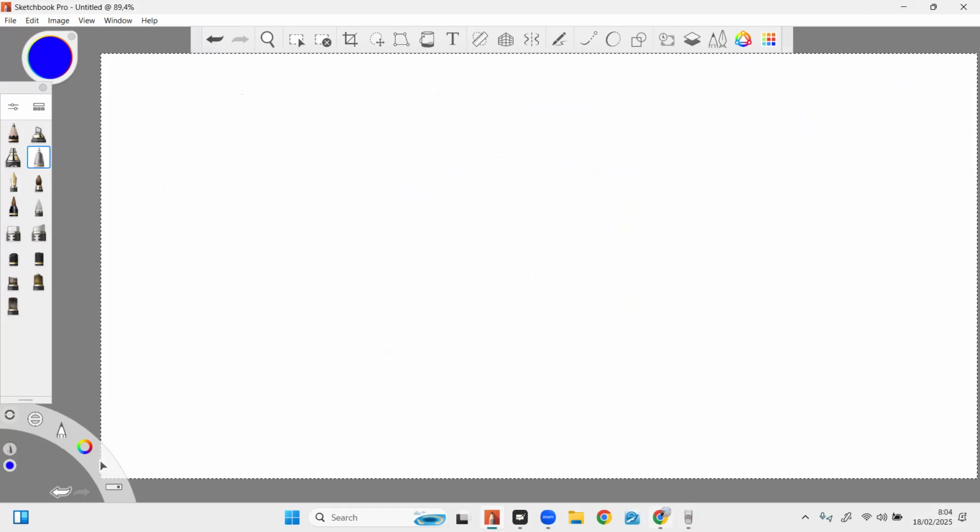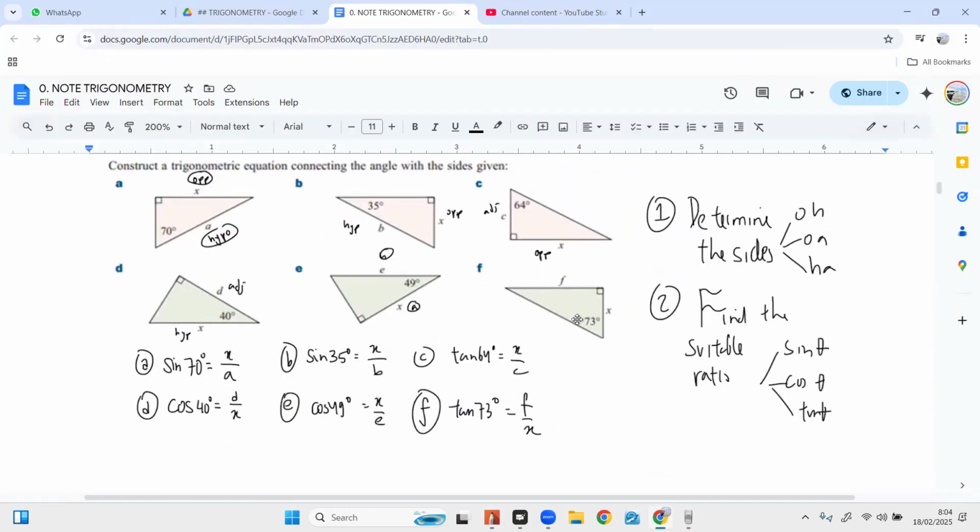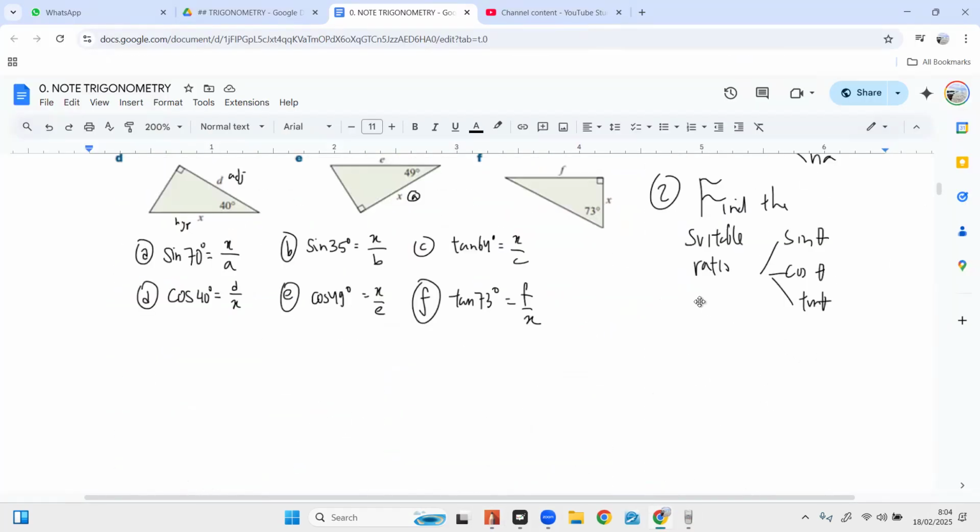Okay, now we finish the explanation, and later on the next video, we're going to go for the quadrant theorem. Quadrant theorem is the harder trigonometry.